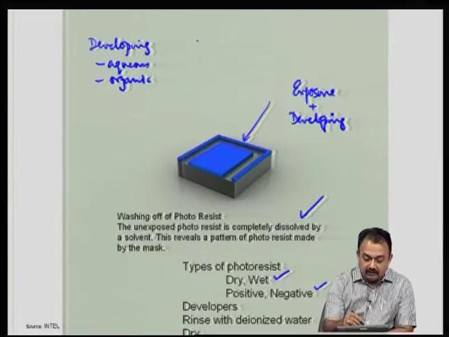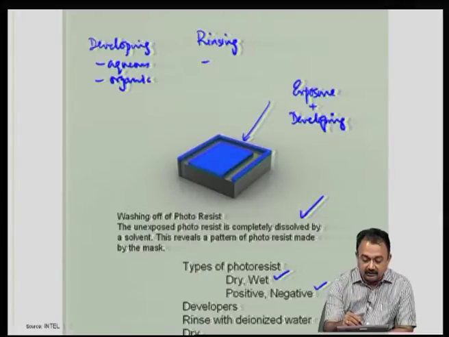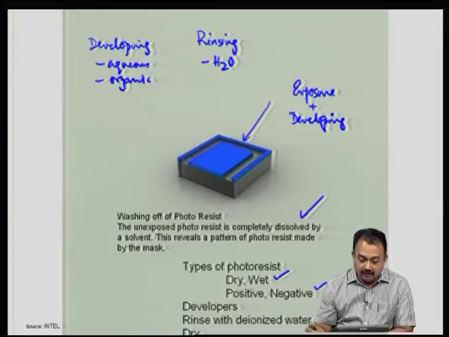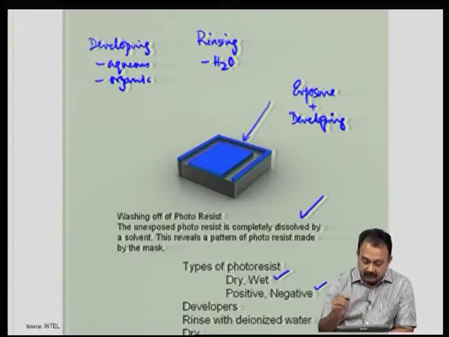Then there is a lot of rinsing done during this fabrication process. Rinsing is done with water. So, we have to use deionized water, which is free from all the anions and cations that are normally present in impure water. So, we need to use deionized water and drying. Drying is the final step.